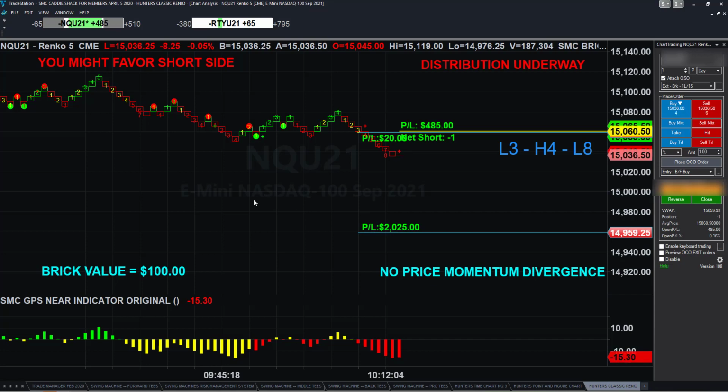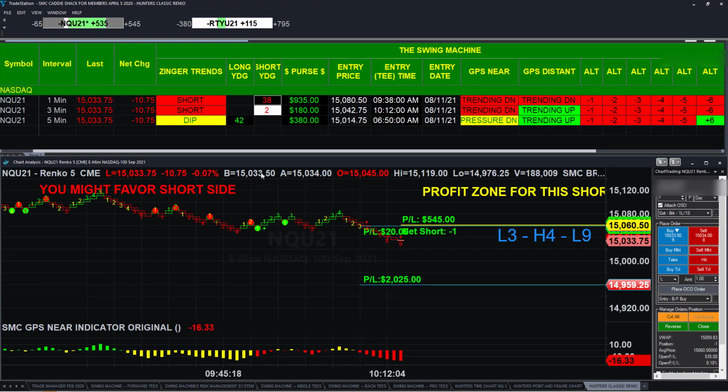Putting on a trade, risking 300 to potentially, and you're saying, well, how do you know? How do you know it's going to make 2,000? I don't know, but my tools are telling me that we're about to break down. You might favor the short side. Distribution underway. Bearish divergence that I had right there. Negative momentum. And then once again, swing machine. This is a counter, but if this 5-minute collapses, yes, I'm going to make at least $2,000.